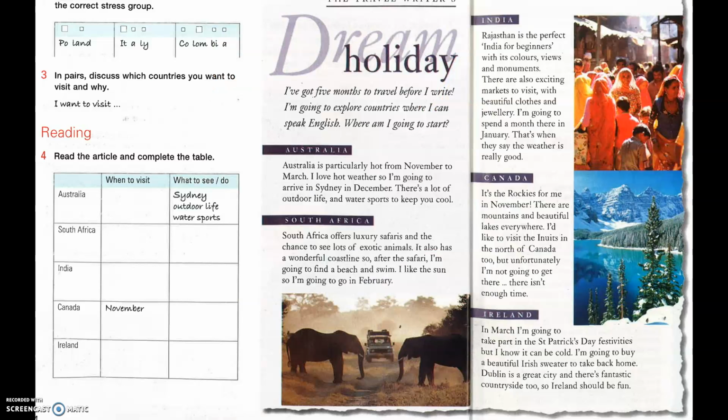And the next stage of a successful receptive skills lesson might be to pre-teach any blocking vocabulary. So any vocabulary that's going to get in the way of either general understanding of the text or of the task or tasks that the students are going to do. So here's the task here, this box, and they're going to have to read the first time and see when to visit and then what to see and do.